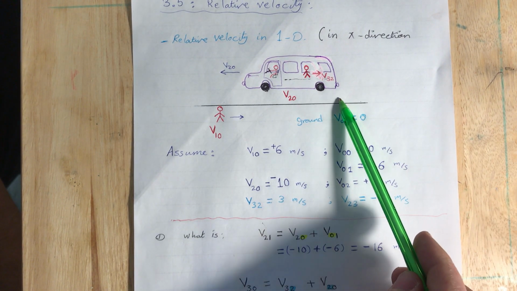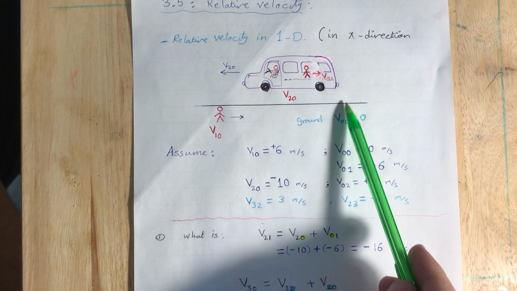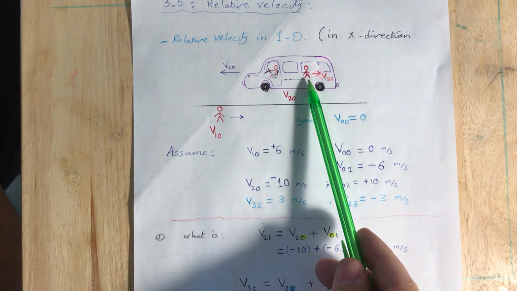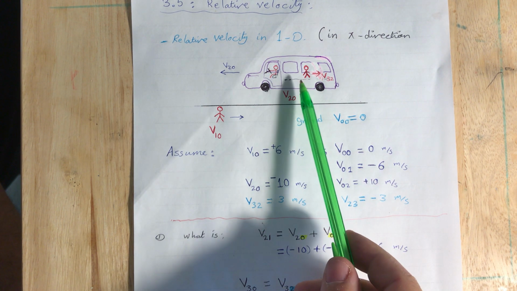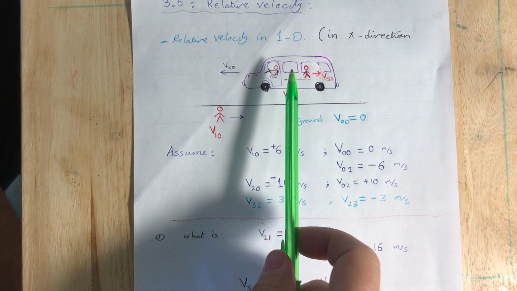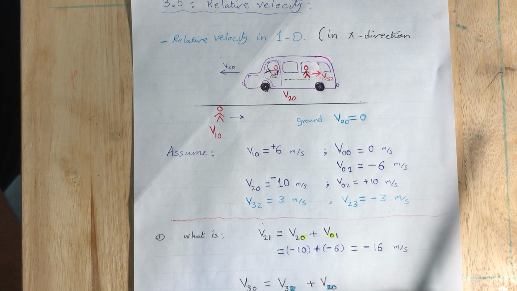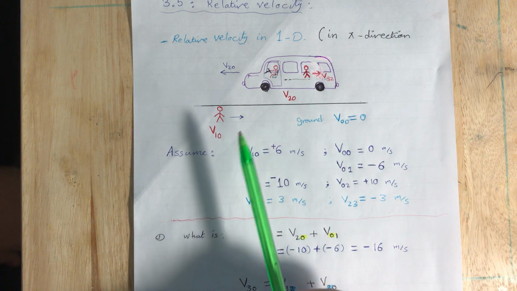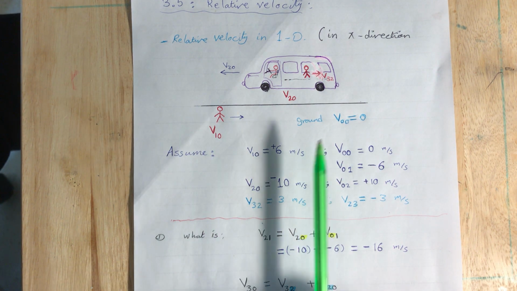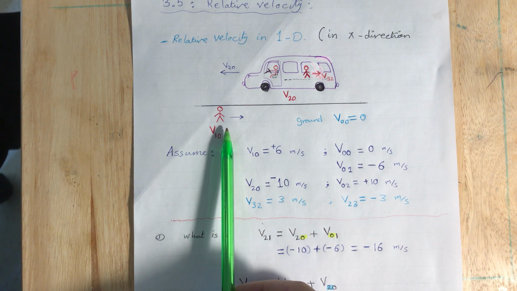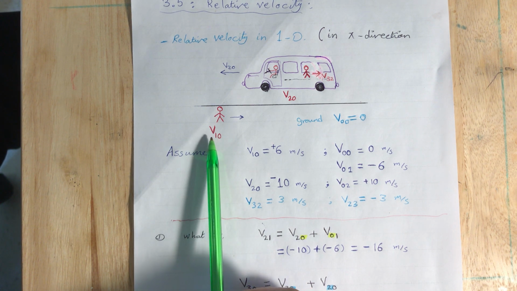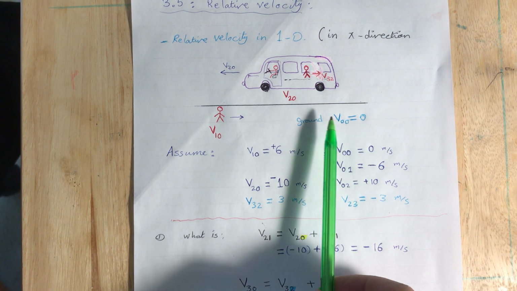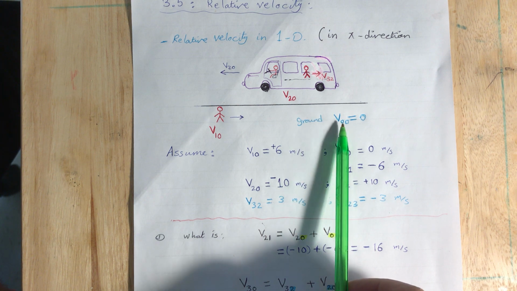If we have a bus and we have the road and we have the ground and a person on the ground and a person inside the bus, we need to understand the problem. Each thing from these things is moving with a velocity. For the person on the ground, its velocity is v1 because its number is 1. The ground is numbered as 0, so its velocity is 0.